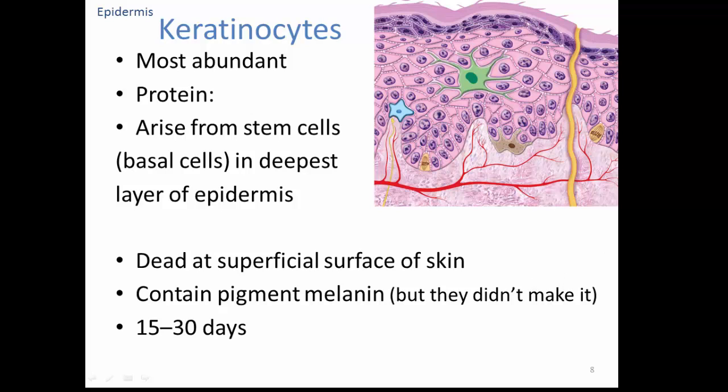It takes anywhere from about half a month to a full month, so 15 to 30 days, for a keratinocyte to migrate from the base of the epidermis to the apex. So basically, you replace your entire epidermis once a month.